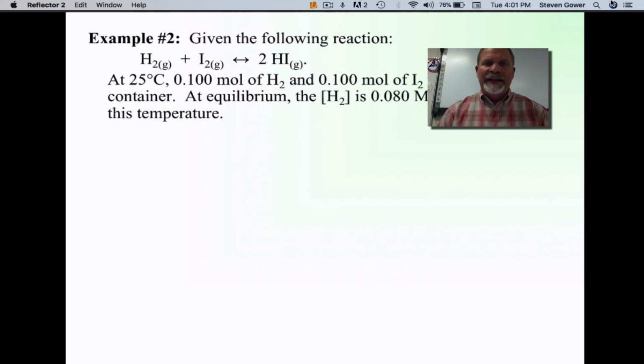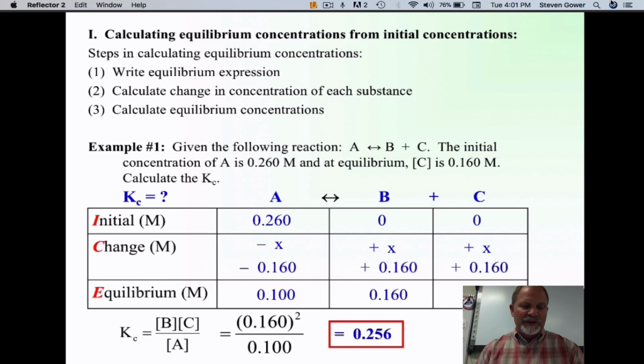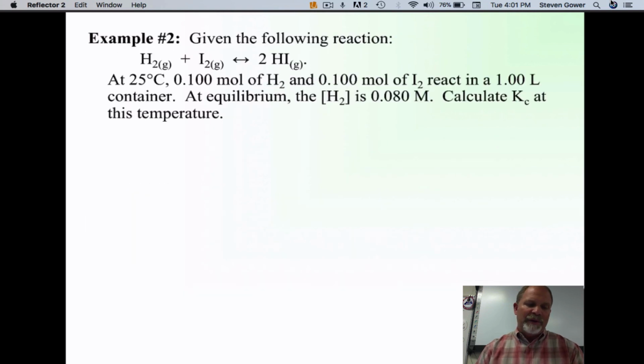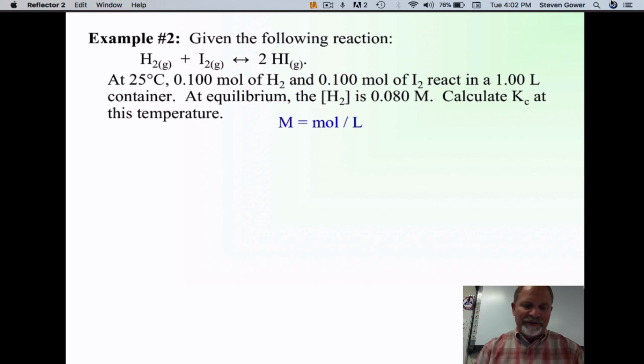Easy. Next one, this I love to show on the test because I don't give you molarity. The one back here I gave you molarity right off the bat. This one I don't. I give you moles, but molarity is moles per liter. So look for the liters of the tank. In this situation it happened to be 1, therefore it ends up being numerically the same. I kept it easy for you there.